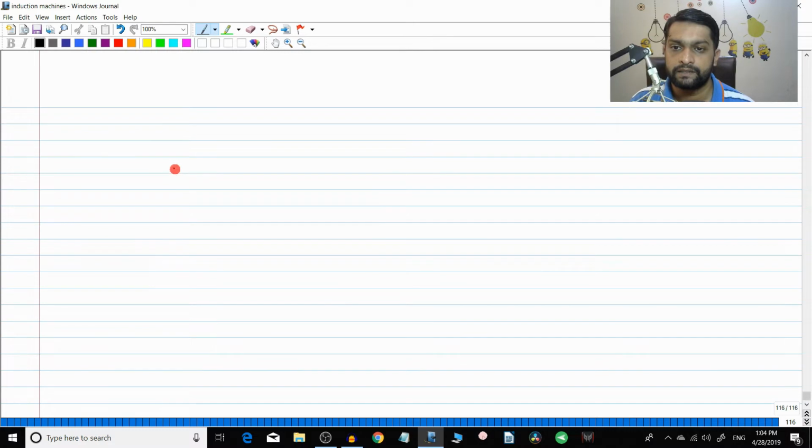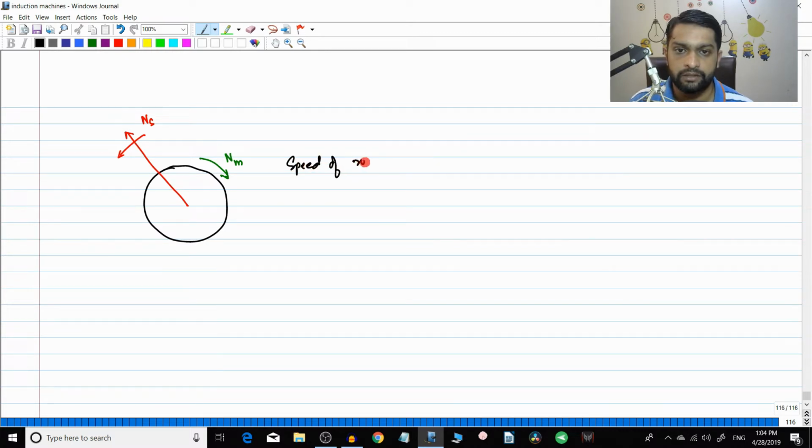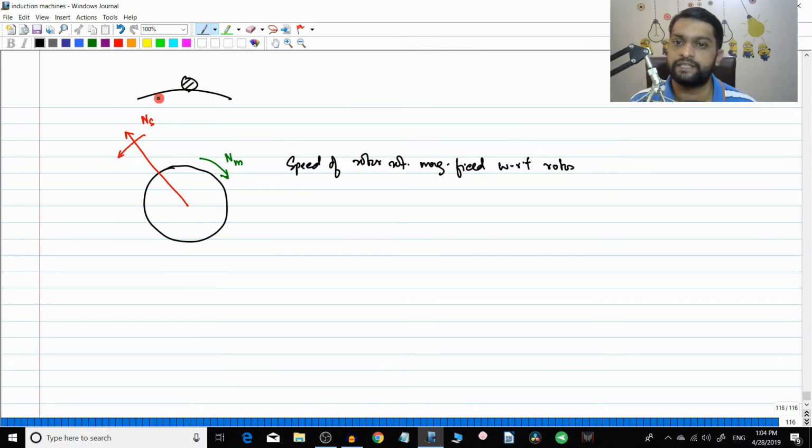This is the rotor structure, and you are supplying three-phase currents to the rotor in the inverted induction motor case. Let's assume the rotating magnetic field is rotating with the speed of ns, and the rotor itself is rotating at the speed of nm. What we have to find is the speed of the rotor rotating magnetic field with respect to, not the stator, but the rotor, that is between these two. Here we also have our stator conductors, and the stator conductors are stationary.